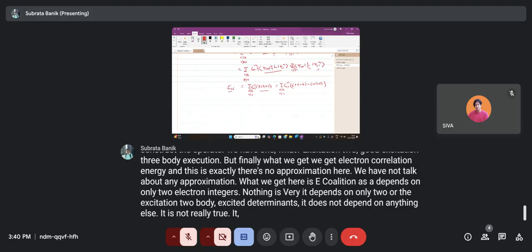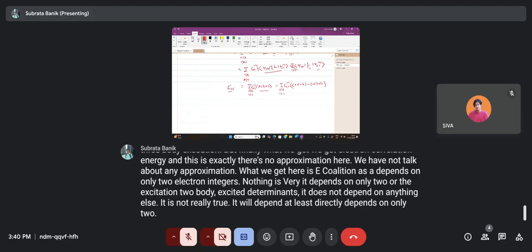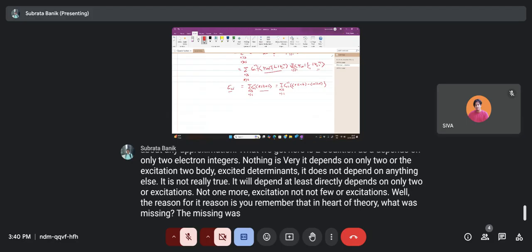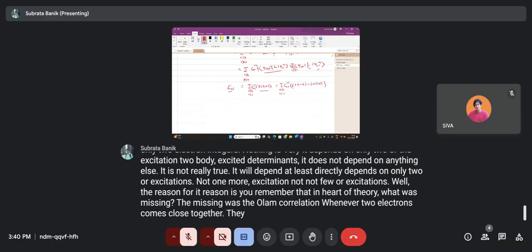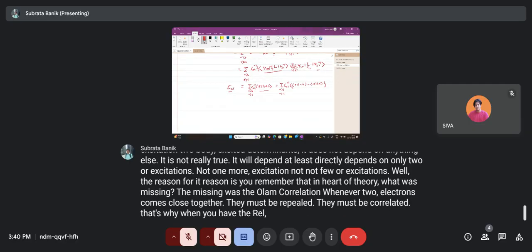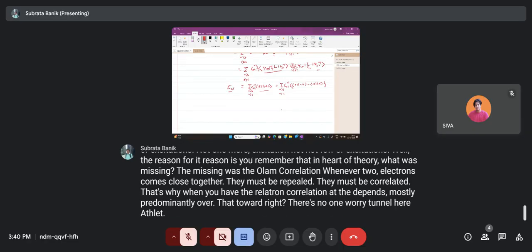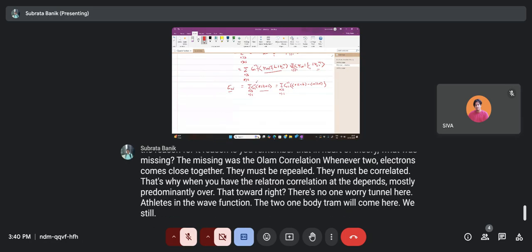It is not really true. It will depend, at least directly, only on two body excitations, not one body excitation, not three body excitations. There's a reason for it. The reason is, you remember that in Hartree-Fock theory, what was missing? The missing part was the Coulomb correlation. Whenever two electrons come close together, they must be repelled, they must be correlated. That's why the electron correlation energy depends predominantly on the two body terms. There's no one body term here, at least in the wave function. The one body term will come here. We still did not know how to obtain this.